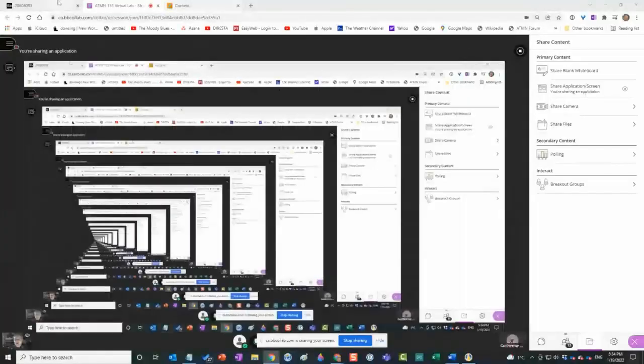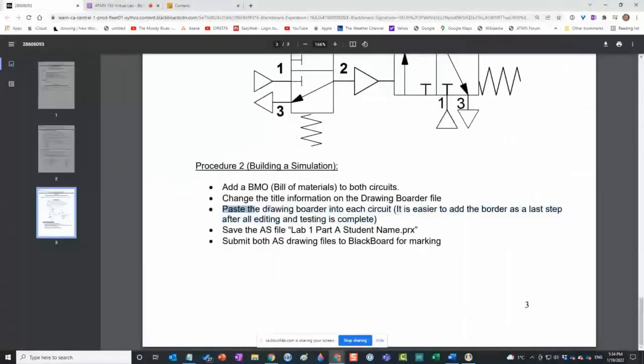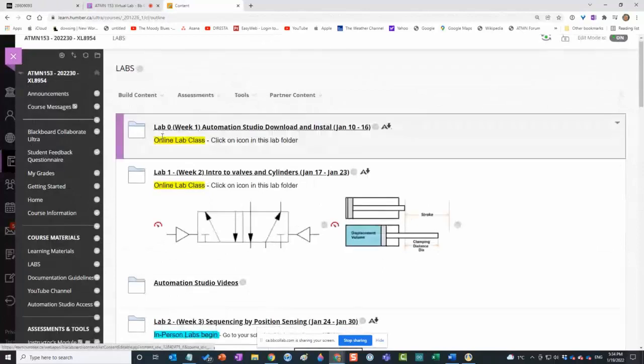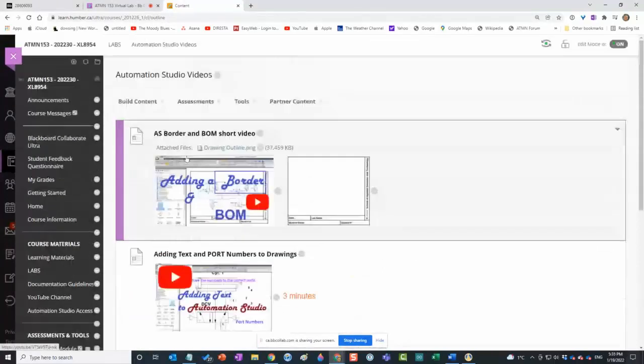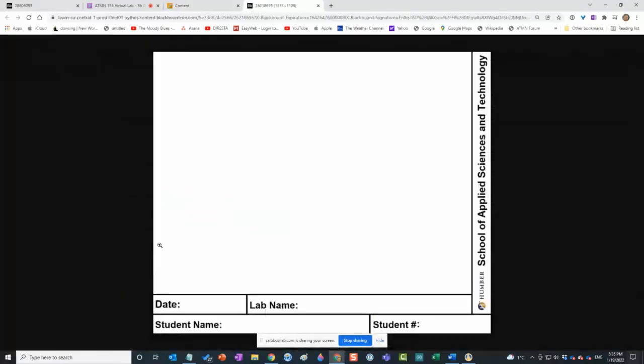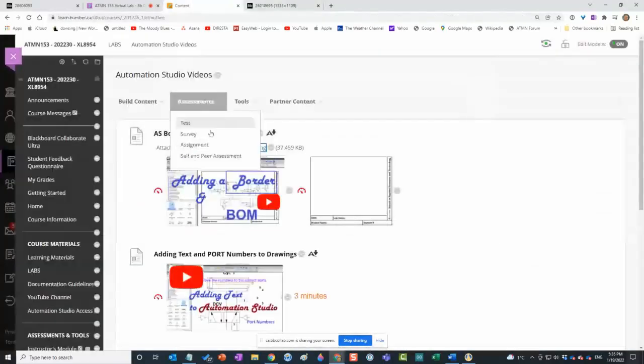You guys didn't see my screen. Let me show you quickly. Go to Automation Studio. This particular aspect here, paste the drawing border, you need to do that. Where do you get the drawing border? Go to Blackboard, go into Labs, go into Automation Studio videos. Watch this 4 or 5 minute video, and then download this file right here. Make sure you download that and have that available.